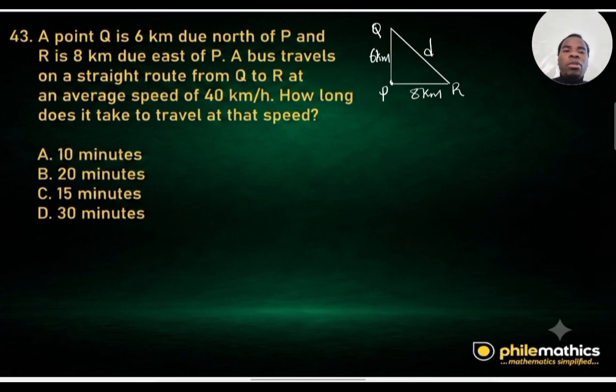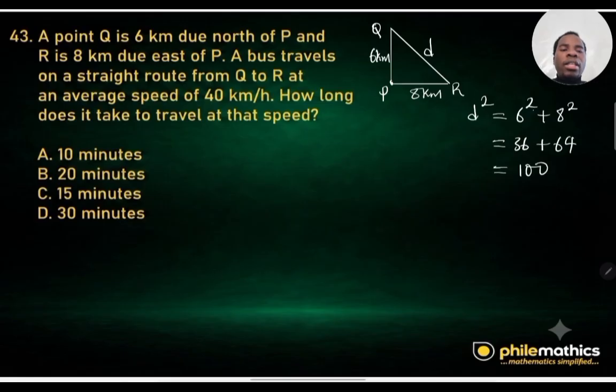But for the benefit of everyone, we can solve what D is using Pythagoras theorem. From Pythagoras theorem, we know that D squared gives 6 squared plus 8 squared, which is 36 plus 64, which is 100, and D is the positive square root of 100, which is 10 kilometers. So I've gotten the kilometers from Q to R.